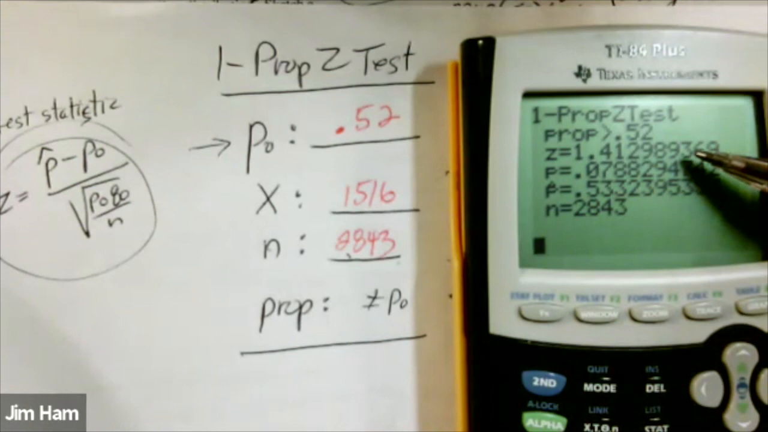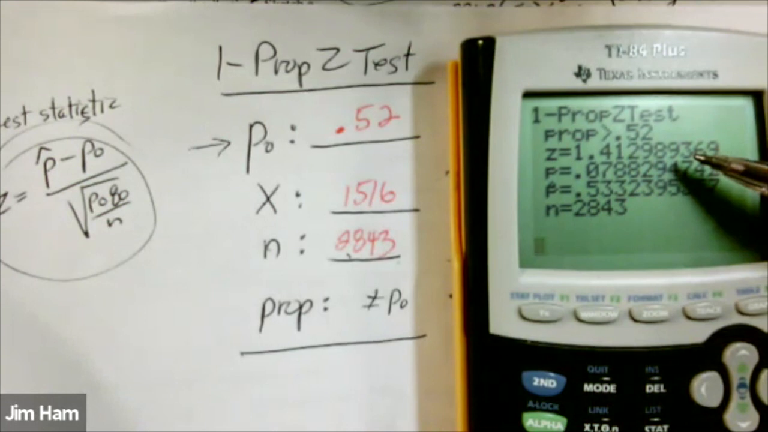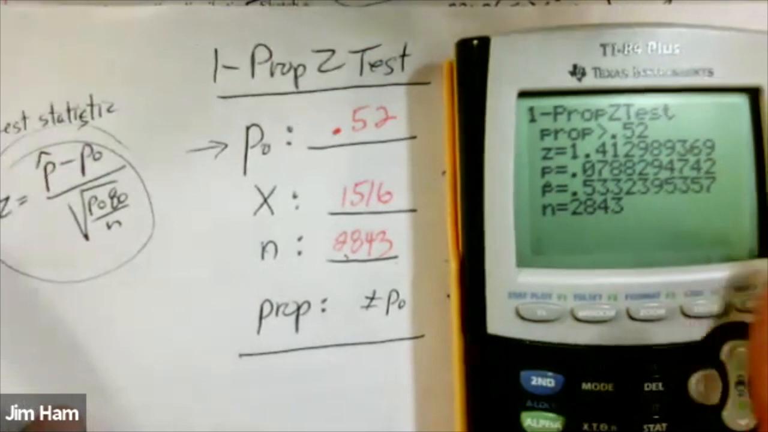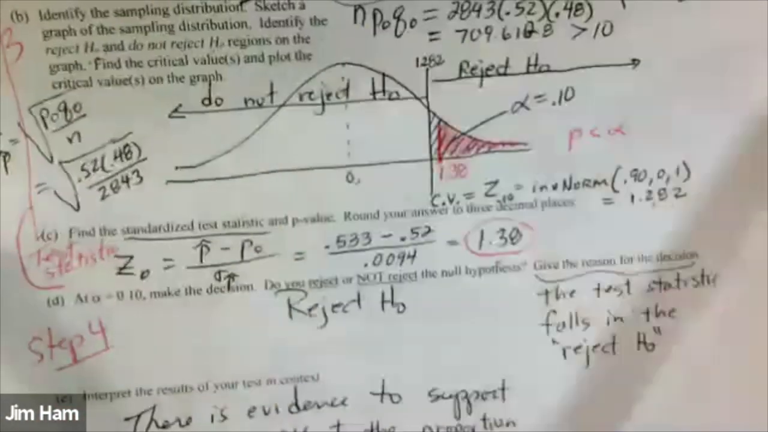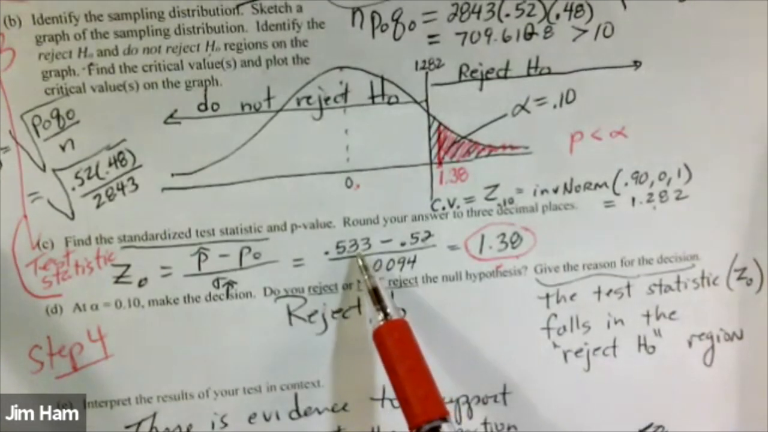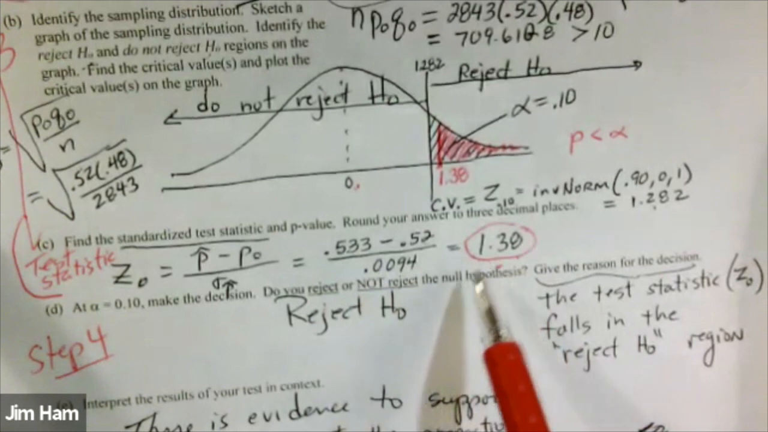0.412. And boy, we got something off a little bit, right? Probably some rounding error there. And the p-value is 0.078. And the p-value 0.078 is less than alpha, which is 0.10 in this case, not 0.05. So and there's our p-hat, rounded to more decimal places than we have, 0.533, sample size. And then z, 1.4129. Okay, you can see I have some rounding error here, but it's close.